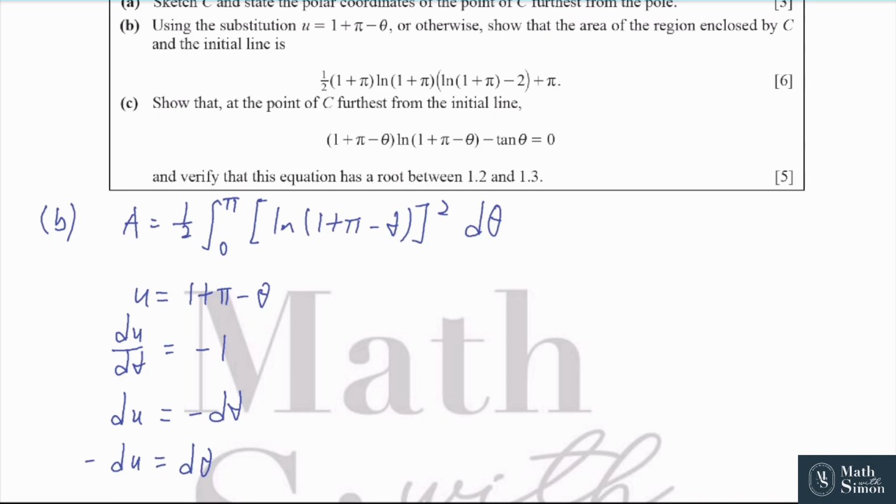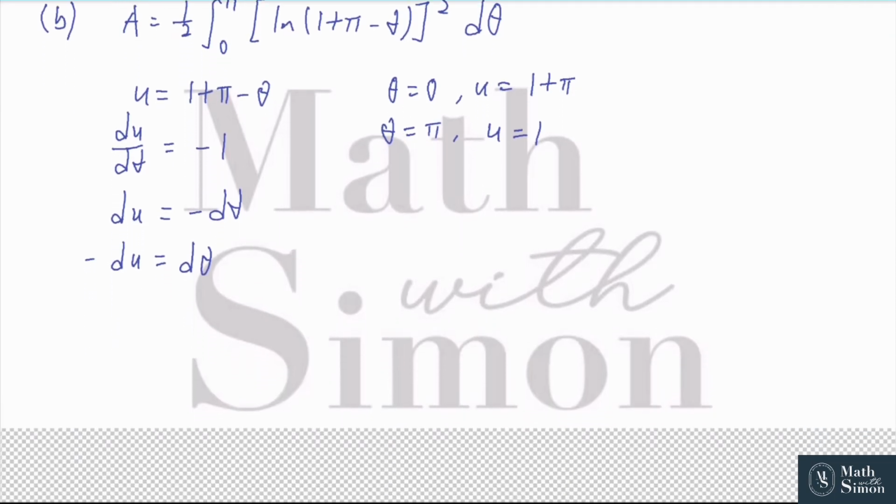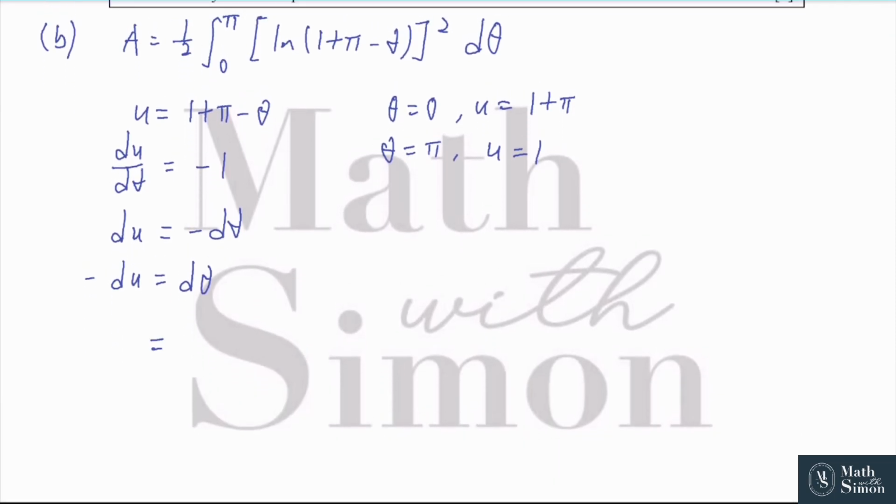If we are using the substitution here, remember to change the limits as well. So earlier on, we have all the theta limits. When theta equals 0, we have to find out what is that u: 1 plus pi. And when theta is pi, we have u equals 1. Now we can actually do the substitution to this integral. So that's why we get half integrate. See, we are not changing everything to u yet. So 1 plus pi, 1.